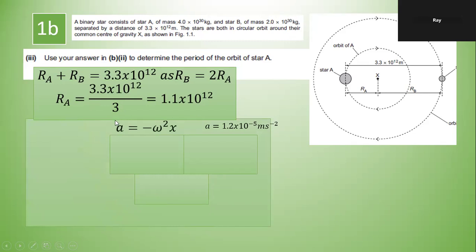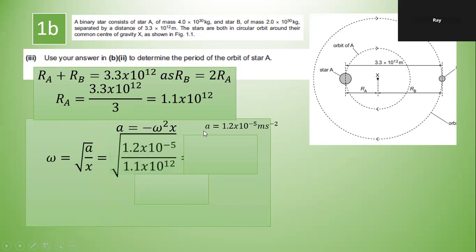Then use your centripetal acceleration. Don't worry about the negative sign because you want magnitude only. We are not interested in the direction. Omega squared times x. Omega is the square root of A divided by x. Put in your value of A, which we have calculated, and then RA. Put in the values there. Got that. And calculate the period, 2 pi over omega.